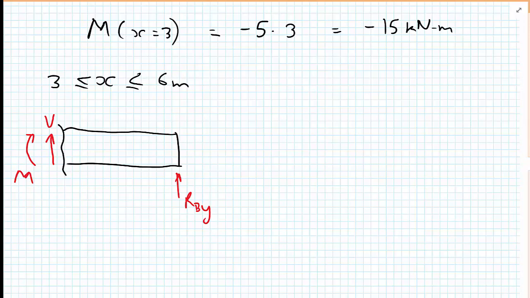Just to finish this free body diagram, we add the coordinate axes, and we're measuring an x dash from the right hand side. So our shear force is the shear force at a position x dash, and our moment is our moment at a position x dash. So slightly strange using a coordinate system that's not x, but we'll just show how this works through.